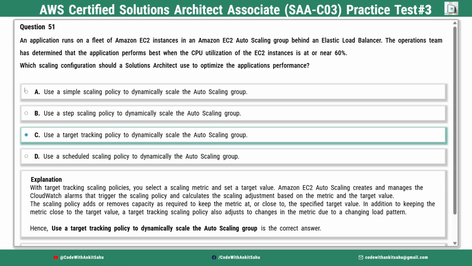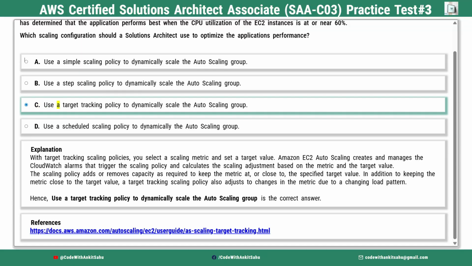Correct answer: Option C. Use a target tracking policy to dynamically scale the auto-scaling group. Explanation: with target tracking scaling policies, you select a scaling metric and set a target value. Amazon EC2 auto-scaling creates and manages the CloudWatch alarms that trigger the scaling policy and calculates the scaling adjustment based on the metric and the target value.